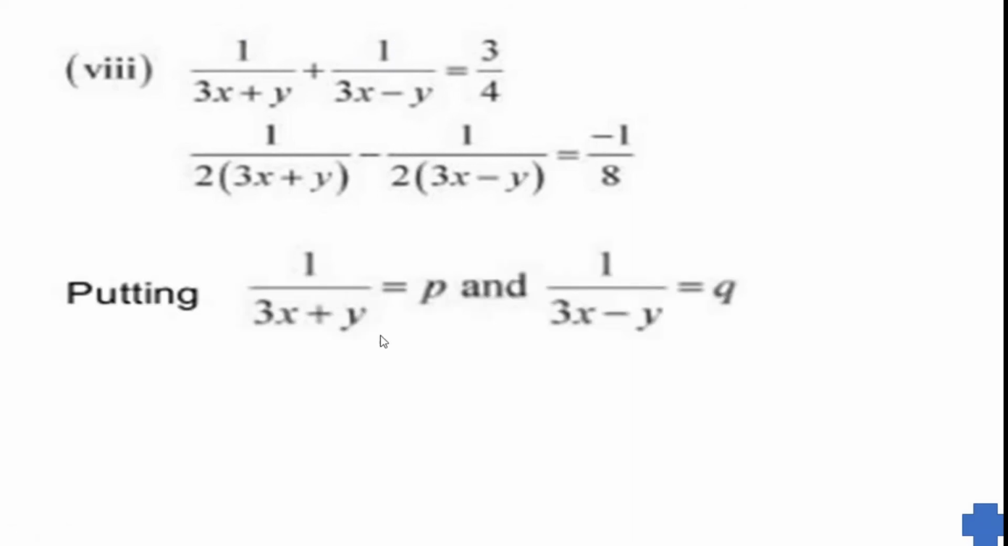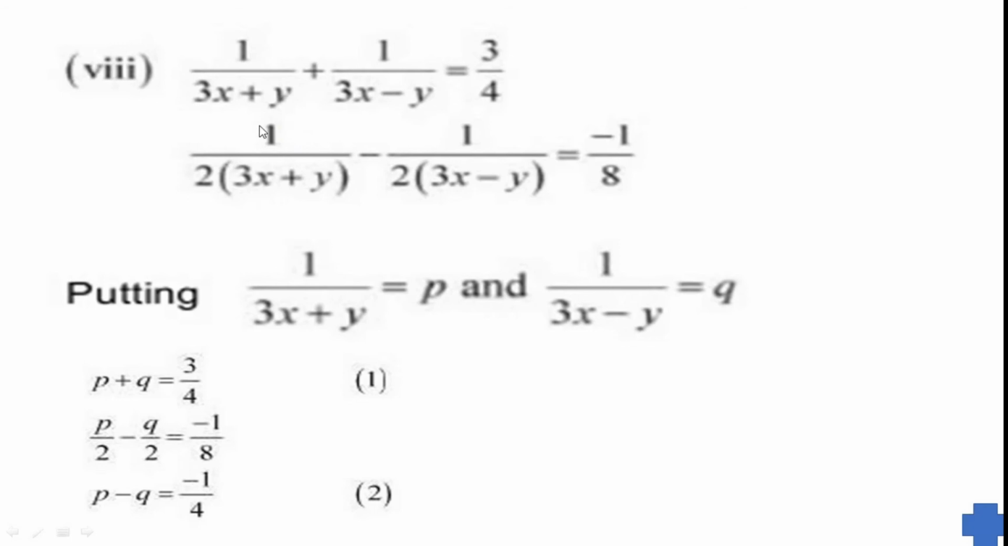So when we make an assumption for the problem, only the problem is always the expression which does not have exponent value as 1. So 1 upon 3x plus y equal to p, 1 upon 3x minus y equal to q, and we make the substitution here. This becomes p plus q equal to 3 by 4. P upon 2. Please remember, only this part is p. So it becomes p upon 2 minus q upon 2 equal to minus 1 by 8.